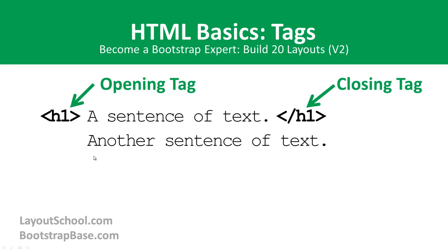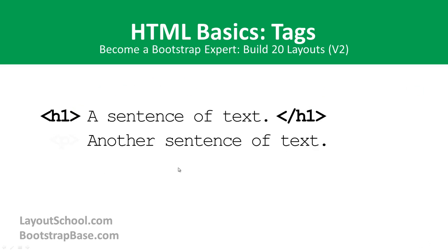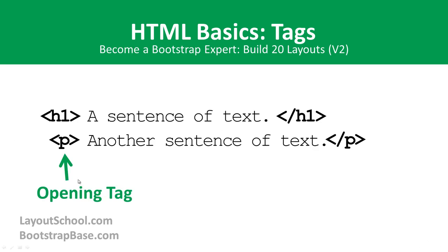So let's say that this second sentence we want to turn into a paragraph. We simply do this. We type less than P greater than, and P stands for paragraph, and we close it with less than backslash P greater than. So that's it, plain and simple. This is the opening tag and this is the closing tag. So that's the basic HTML tags for you.